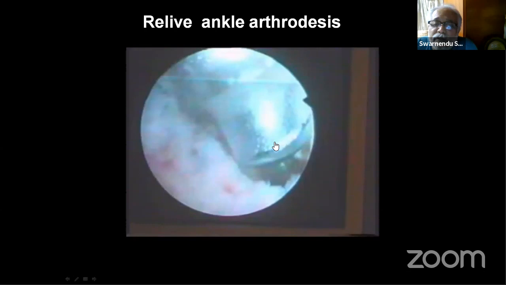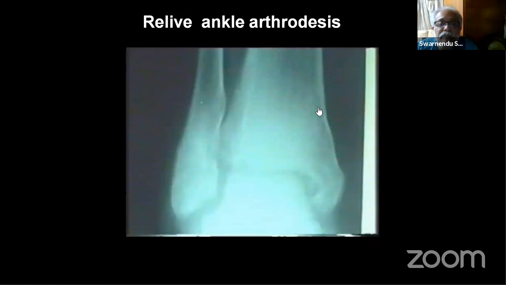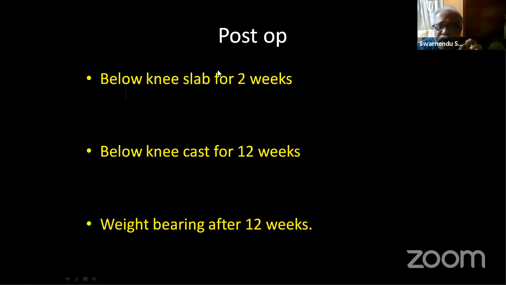So this is the post-op. This is the primary X-ray. Now once I have done that, the thing is that when you give your first screw, don't tighten it completely, because if you tighten your first screw very tightly, then you won't be able to get the second screw going in. Okay, so this is a partially threaded cannulated screw. It is not the fully threaded one. So below knee slab is there for 2 weeks, and below knee cast is there for 12 weeks. I don't allow them to work for 3 months, and weight bearing is only allowed after 12 weeks. Thank you.